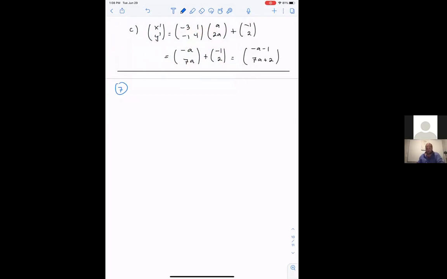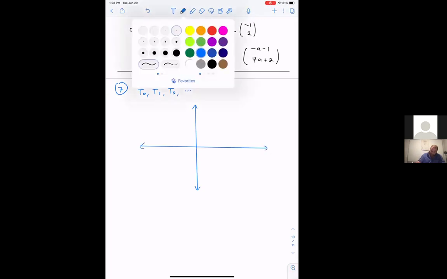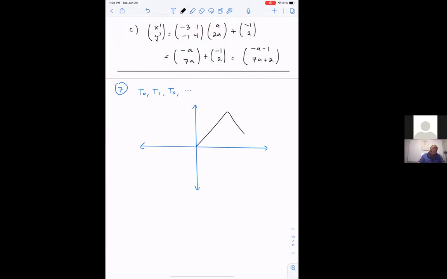This is the last question for the chapter review. We have a series of triangles, T0, T1, T2, and so on, formed by rotating each triangle anti-clockwise by an angle theta, and also enlarging by a factor of k. They give me a picture here. The first triangle looks something like this. They call that T0.